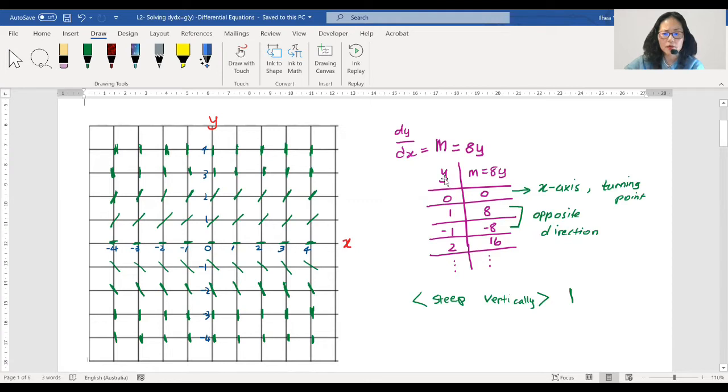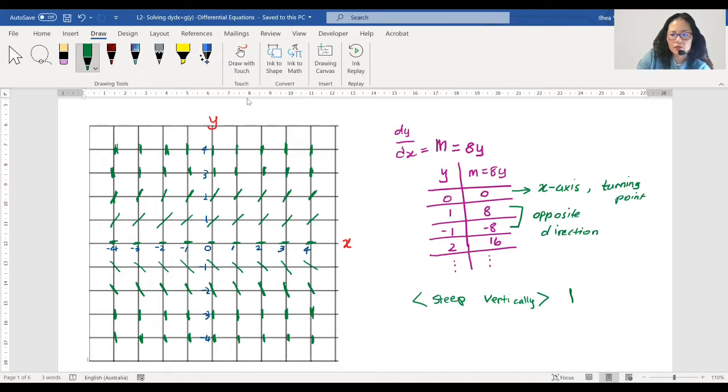So I'll put y instead of x on here. I've got 0, 1, minus 1, 2 values there. And then the second column, I'll put the m there. Now, m is what I get when I substitute the y value into the 8y. Now, this is not our actual y value, it's the gradient, okay?